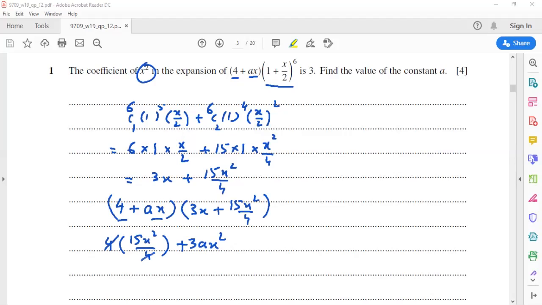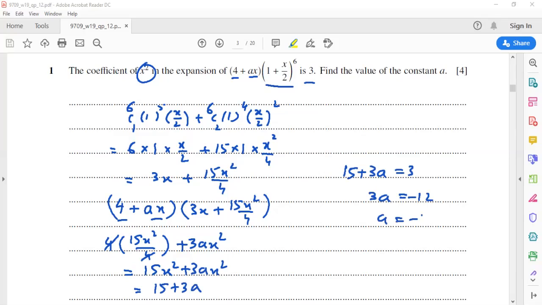This 4 and 4 cancel out and we are left with 15x squared plus 3ax squared, and the coefficient is 15 plus 3a. Now since in the question it is mentioned that the coefficient is 3, 15 plus 3a equals 3, and from there we get 3a equals minus 12 and a equals minus 4. So this is your first question. Now let's go for the second one.